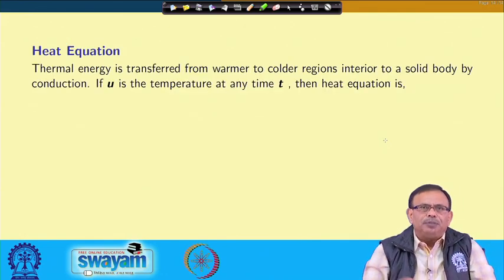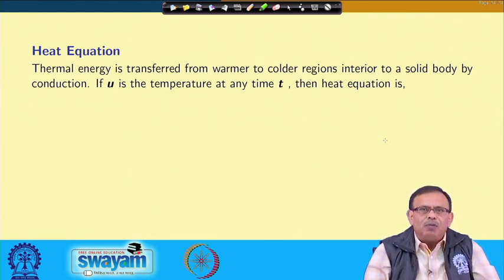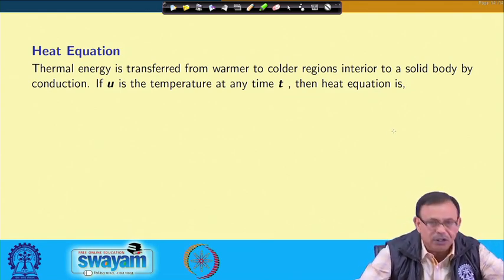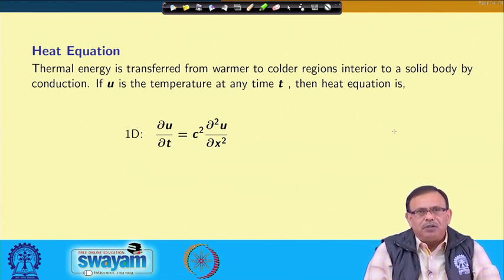The next one is the heat equation. Thermal energy is transferred from warmer to colder regions interior to a solid body by conduction. So, basically energy is being transmitted from one place to another place, we can think. Then if u is the temperature at any time t, the heat equation can be written as this one. One dimensional heat equation, we write it as ∂u/∂t = c² ∂²u/∂x². Please note this thing.